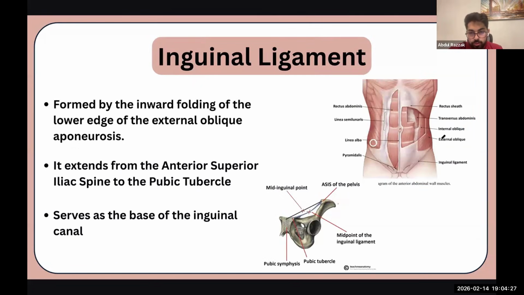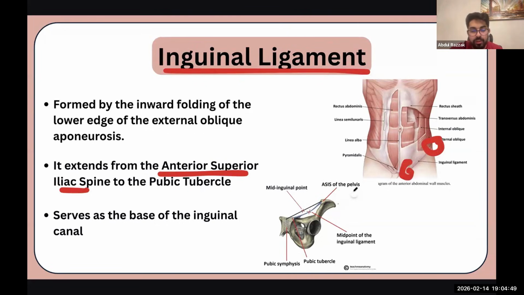The aponeurosis of the external oblique muscle continues downwards toward the inguinal area until it reaches this area here. So it's coming like this, then it folds on itself, forming a ligament. This ligament is called the inguinal ligament. It extends between the anterior superior iliac spine from this side to the pubic tubercle.